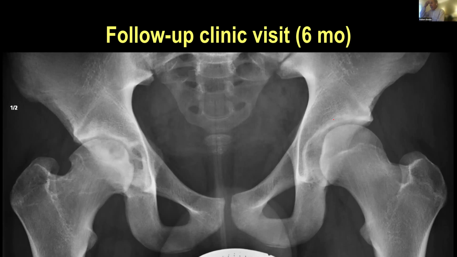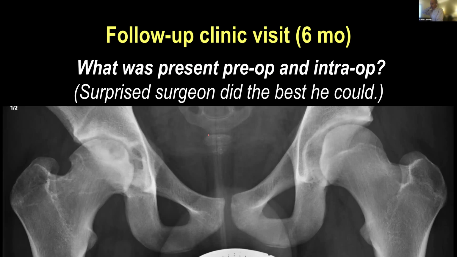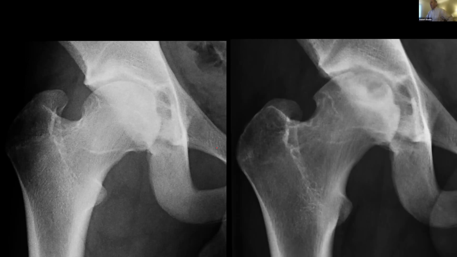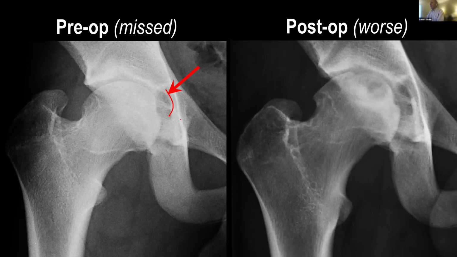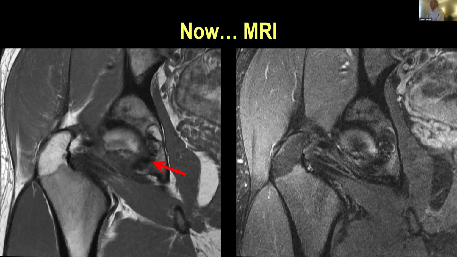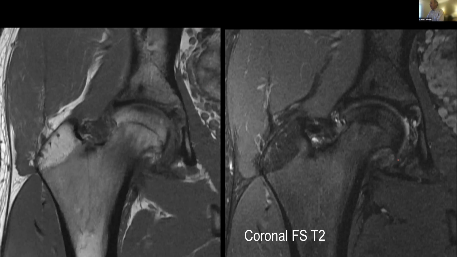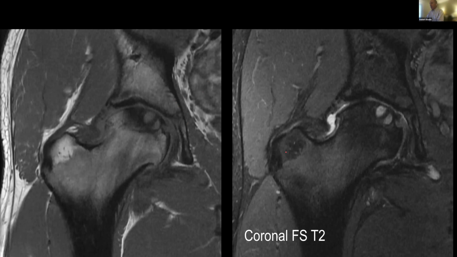But it didn't take long before a follow-up visit had these radiographs, and the surgeon was not happy. It turns out that this patient preoperatively had these missed erosions, in addition to having CAM FAI, and postoperatively they got worse and worse. The MRI showed that they had this low signal intensity material causing erosion of the acetabulum and also elsewhere in the joint.